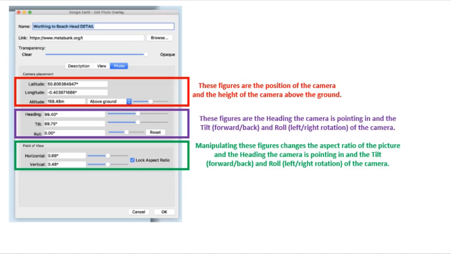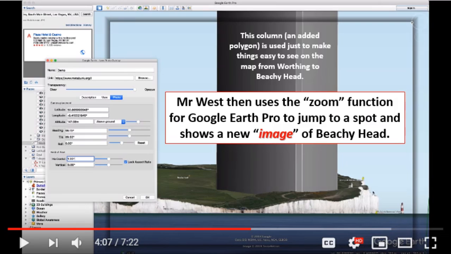Manipulating these figures changes the aspect ratio of the picture, and the heading the camera is pointing in and the tilt, forward, back, and roll, left, right rotation of the camera. This column, an added polygon, is used just to make things easy to see on the map from Worthing to Beachy Head. Mr. West then uses the zoom function for Google Earth Pro to jump to a spot and shows a new image of Beachy Head.